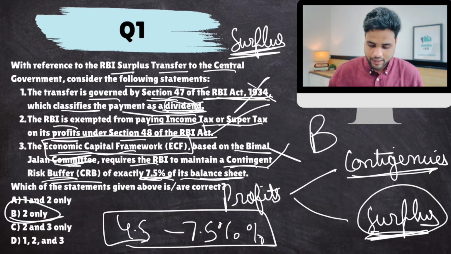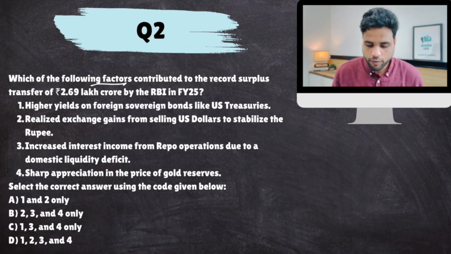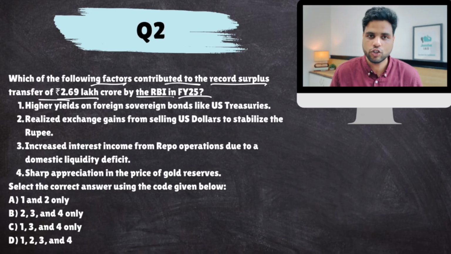Alright. Now, the reason why this surplus transfer by RBI was in current affairs was because RBI transferred a record amount of surplus to the government last year basically. So that is why it was in the news. So which of the following factors contributed to the record surplus transfer of 2.69 lakh crore by RBI in the last financial year? So how could RBI transfer so much surplus? Okay, that means RBI earned a lot of money.